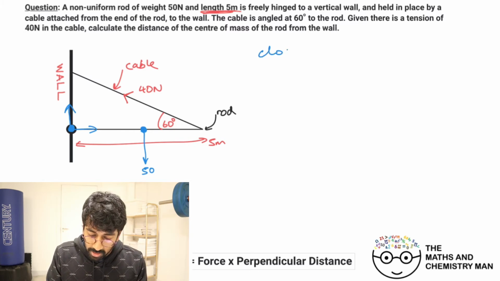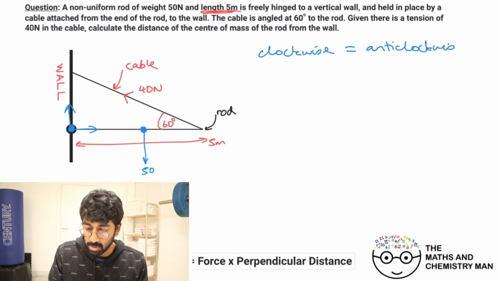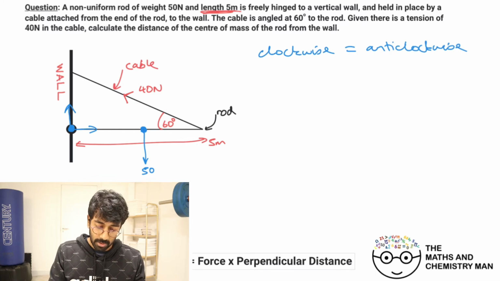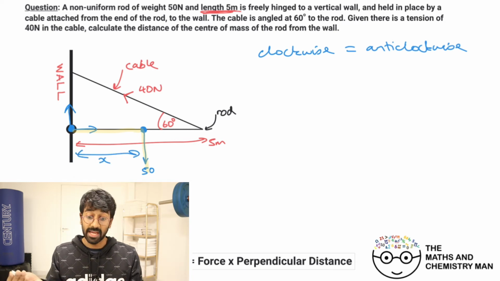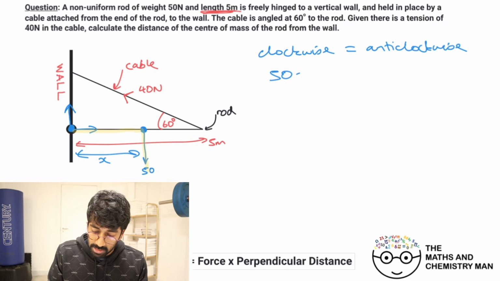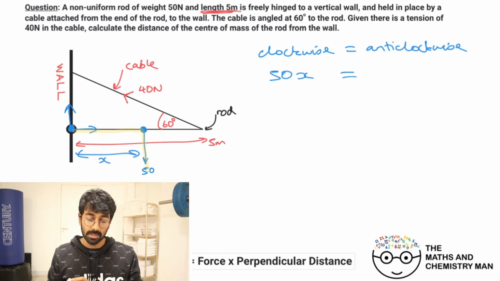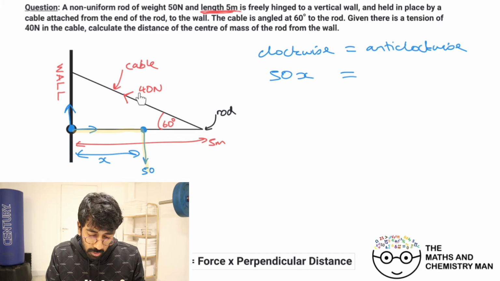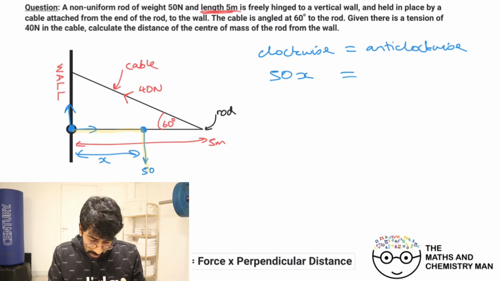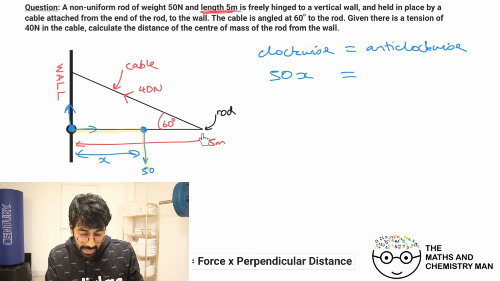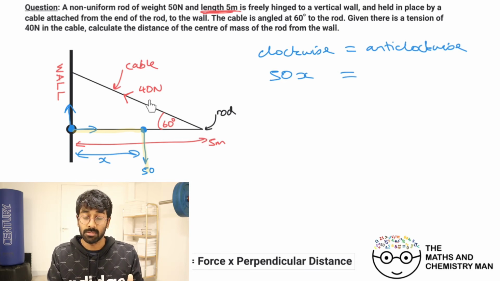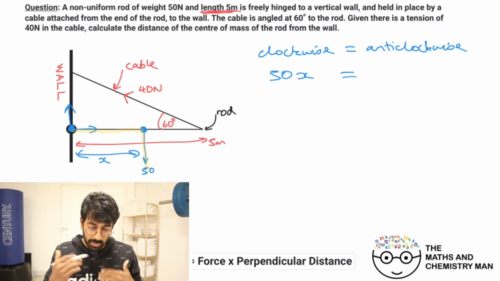And let's just go with clockwise moments are equal to anti-clockwise moments. So if we're thinking about our clockwise moments, that's going to be caused by the 50 newtons down here. Now, do we know the distance from the wall to the 50? No, we don't. So we'll call it x for now. So we can say that's 50 times x for the clockwise moments. Now, anti-clockwise, we've got, well, this 40 newtons, right? But this distance here, 5 meters, is not perpendicular to the 40 newtons. So this is no good. We can't use the 5 meters. So we need to do something else.